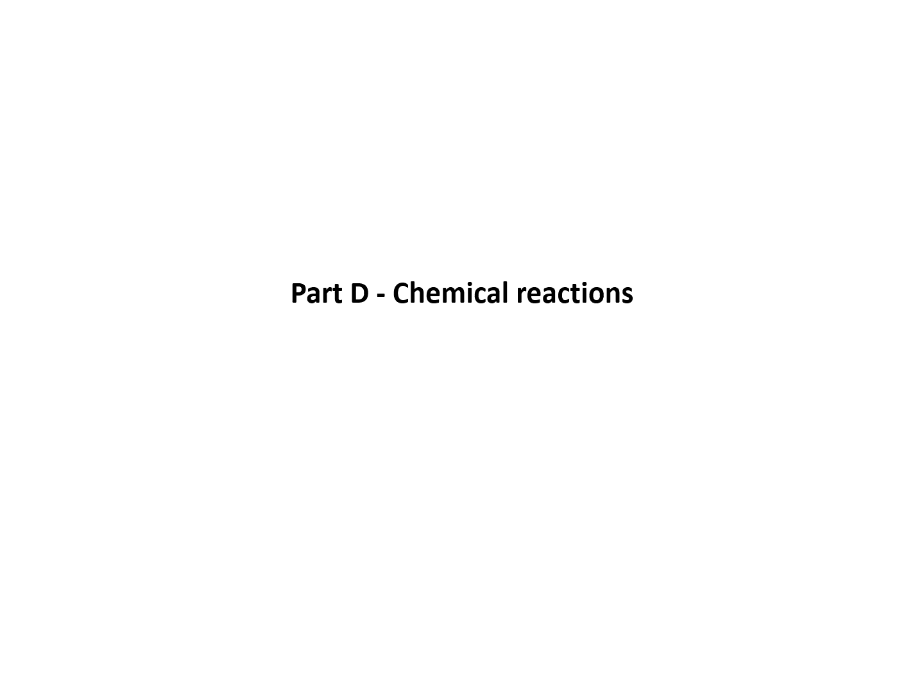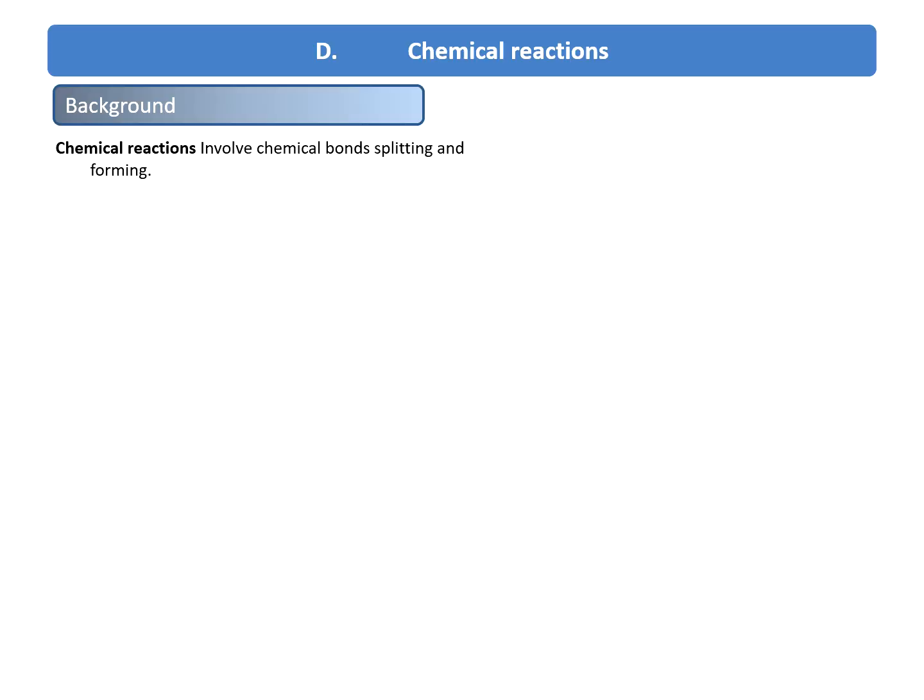Let's continue with Part D, chemical reactions. Chemical reactions involve chemical bonds splitting and forming. Bonds contain potential energy. A reaction may gain energy, it's called endergonic. It may release energy, exergonic.